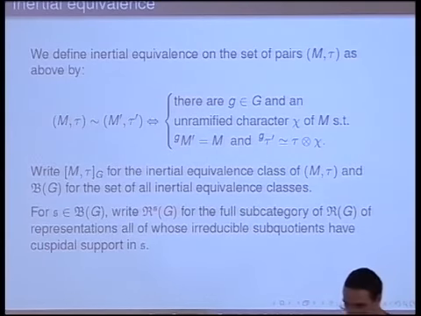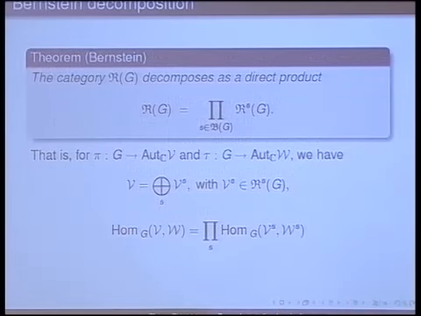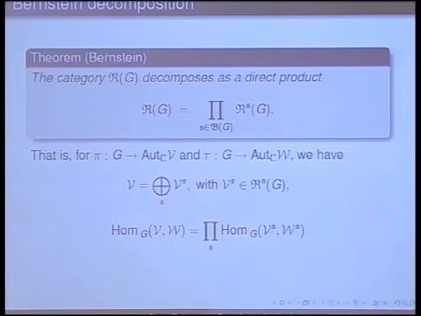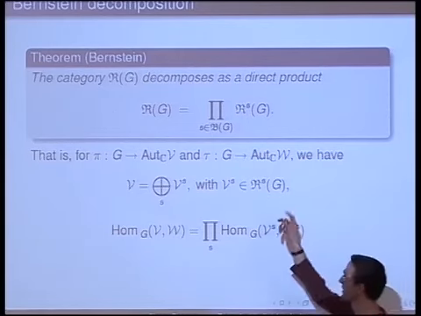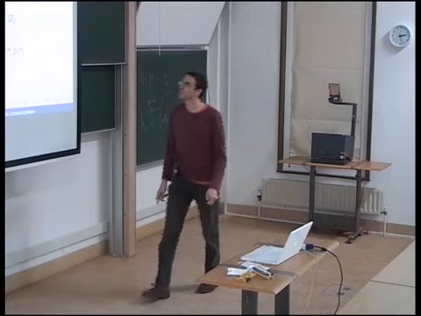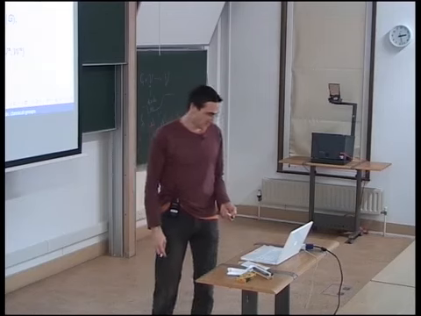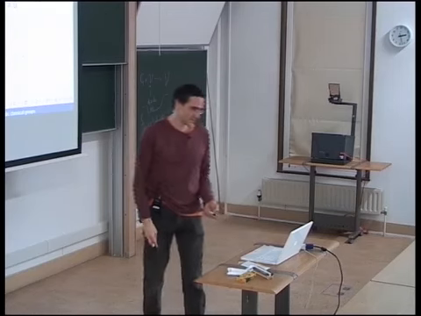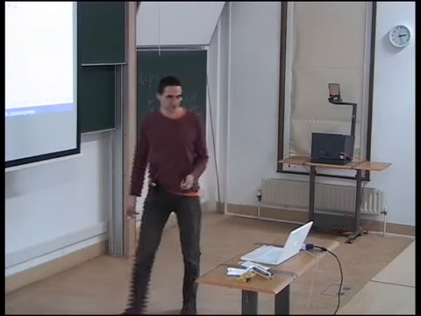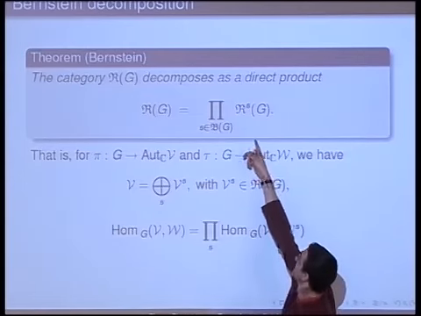Okay, and then the big theorem due to Bernstein is that the category decomposes into blocks, as a product of subcategories. In other words, this means that any smooth representation decomposes as a direct sum of objects in each of these subcategories, and there are no morphisms between the different categories. Okay, so I've actually forgotten what I was going to say next. So what we need to do, let me just go back, is just understand these subcategories.